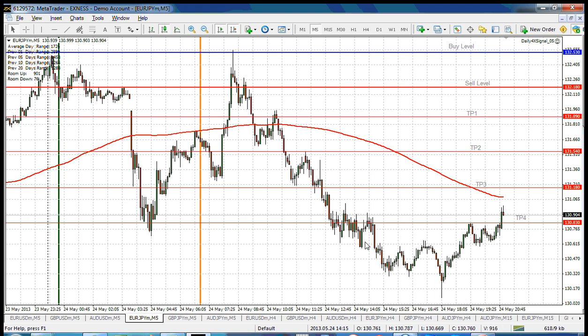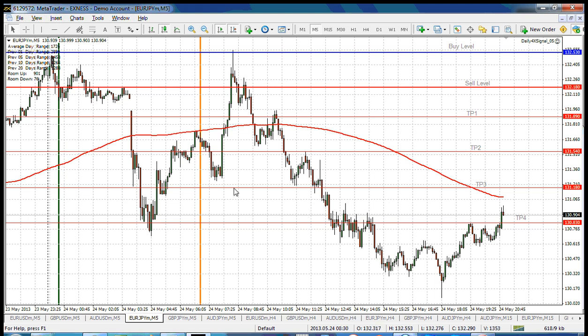So as you can see, this is a good example. If you had not closed your last lot at TP4 over here, then you could have gained a little bit more pips till about here. Then this ADR room down would have become zero somewhere over here. So at that point, you would obviously have to go ahead and close the last lot. In this case, I don't think the trade would have gone till the end of the New York session close, because it might have got triggered with the ADR zero somewhere here.